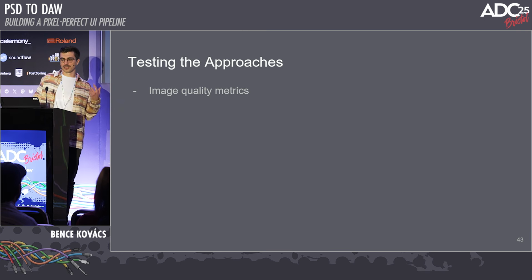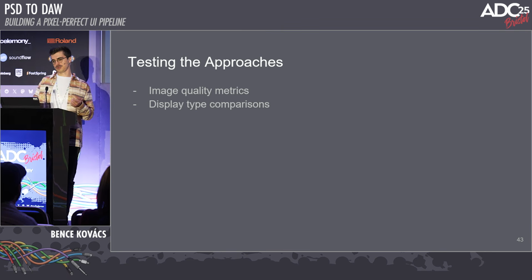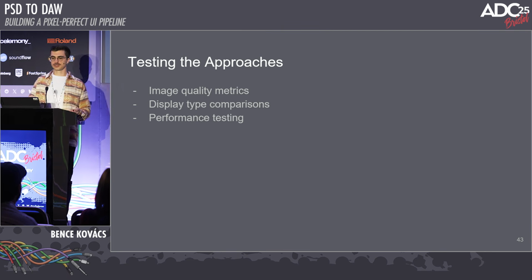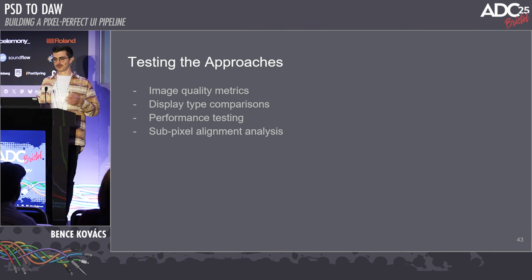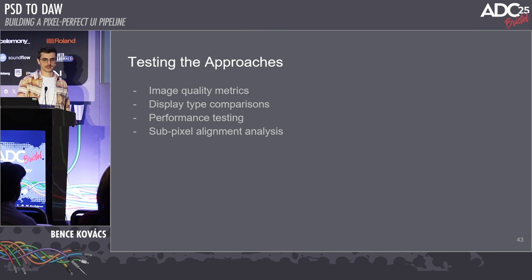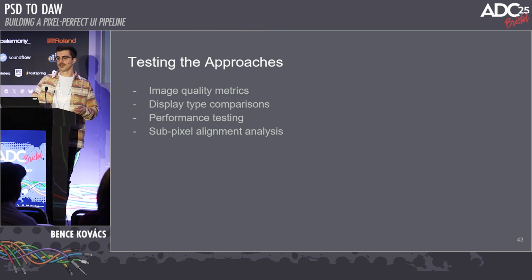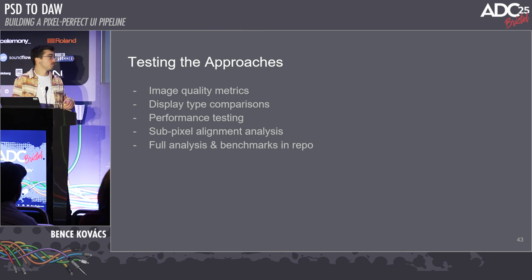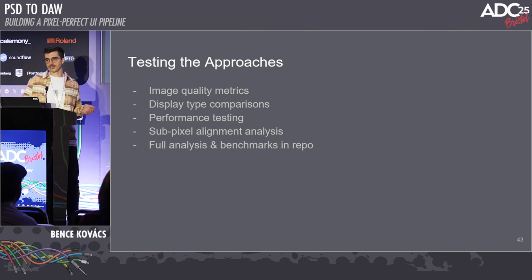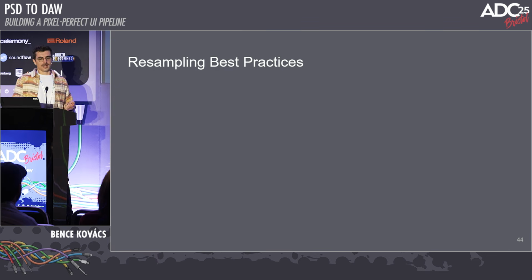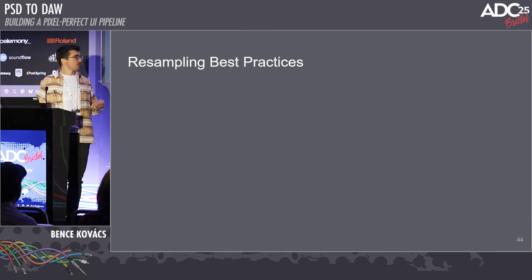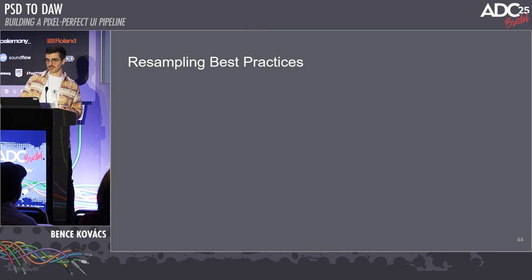So we actually have some analysis coming up using different quality metrics and comparing different display types as well as different OSs and talking about stuff like subpixel alignment and things like that, that we will upload in the following days in this repository. As well as we will have some more stuff that discusses image resampling best practices.